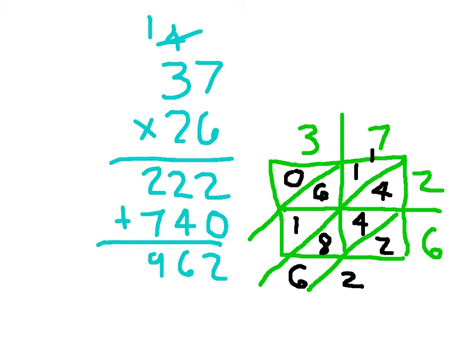And then we'll regroup that 1. 1 plus 1 is 2, plus 6 is 8, plus 1 is 9. And right here, 0. Oh, we don't write a 0 there. And as you see right here, we have our answer, 962. Just like before, 962. So this right here is what we call lattice multiplication.